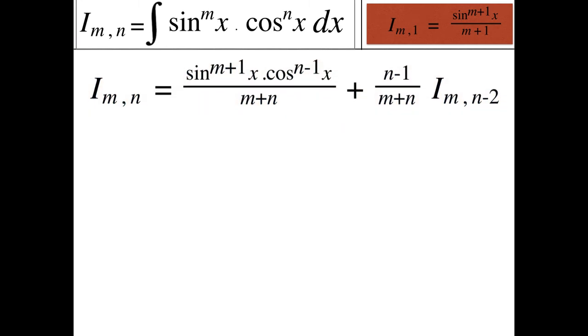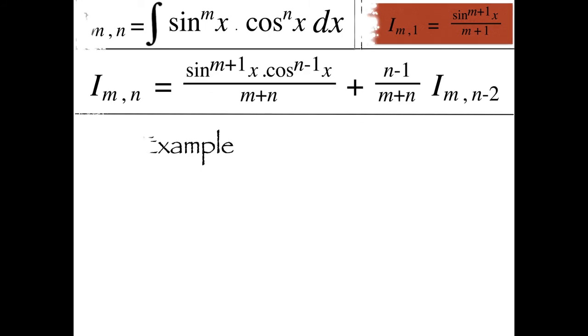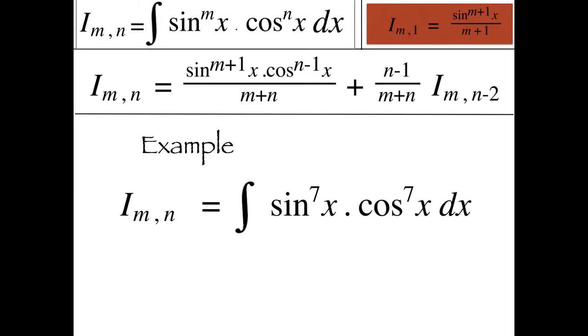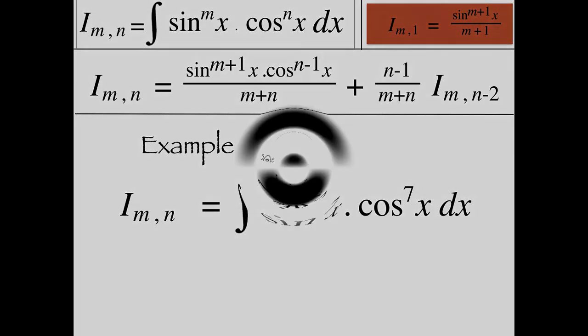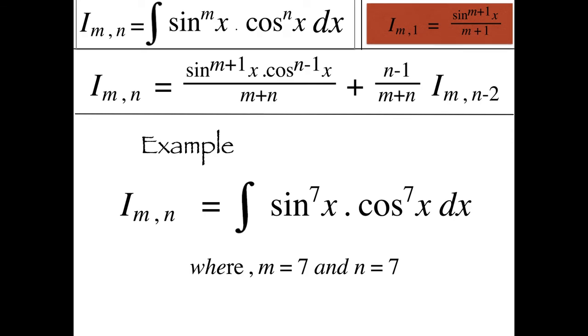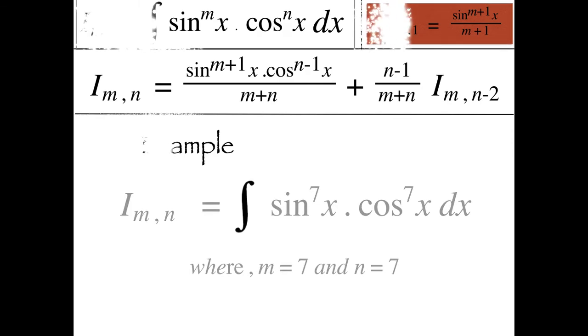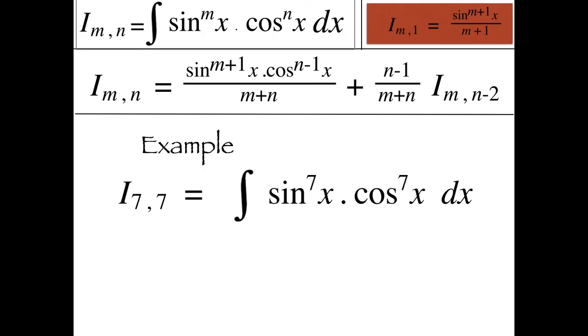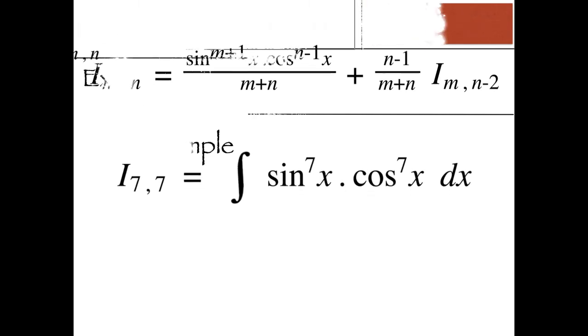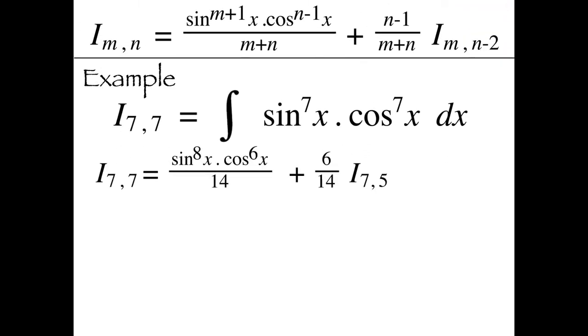So let us look at an example. It is a simple example. Alright, so what is the example? I subscript m comma n is equal to the integral of sin^7 x times cos^7 x dx. Now over here, m is equal to 7 and n is equal to 7. So in the subscript, let me replace I subscript 7 comma 7. Now the main and easiest task is to replace m and n in the reduction formula that we have already obtained. After we do that, we'll get I 7 comma 7 and we'll be left with I subscript 7 comma 5.